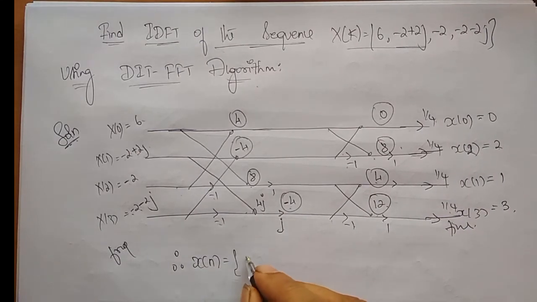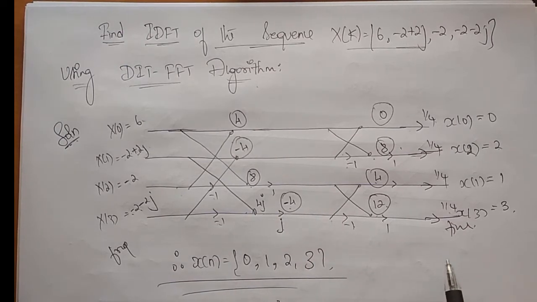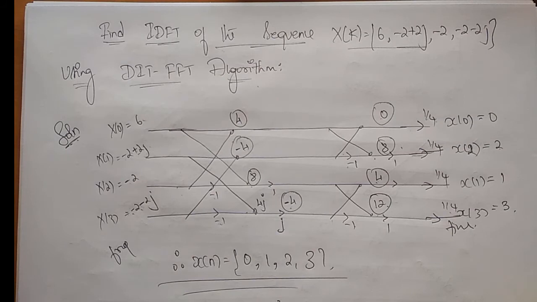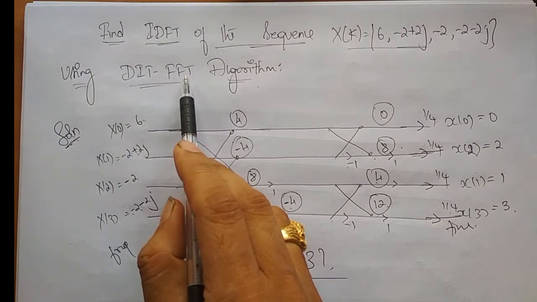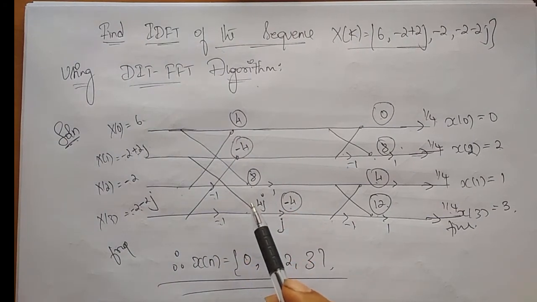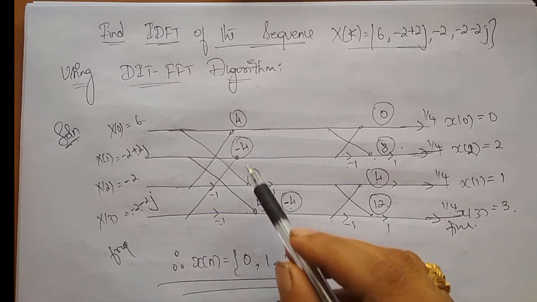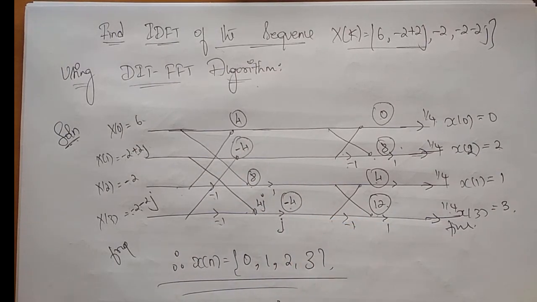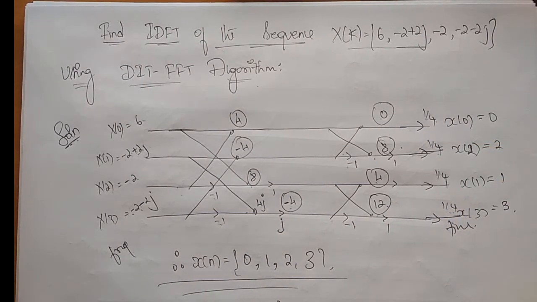x of n is 0, 1, 2, 3. So this is the IDFT using the DIT FFT algorithm. So basically the pattern of the DIT FFT algorithm to find IDFT is the same as the pattern of the DIF FFT algorithm to find DFT. The only difference is the twiddle factors are minus here, okay, and at the end I have to scale it by 1 by 4 everywhere. That is the difference.